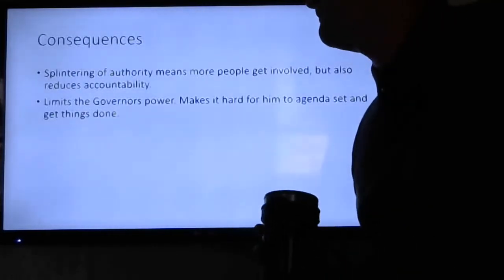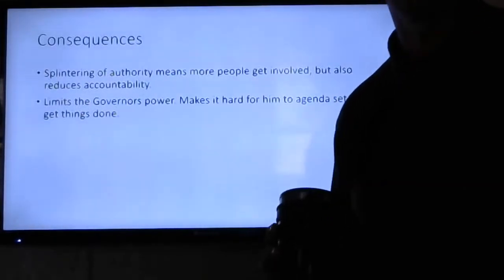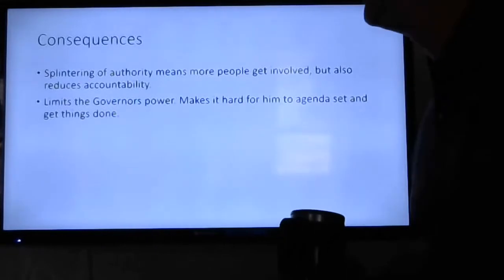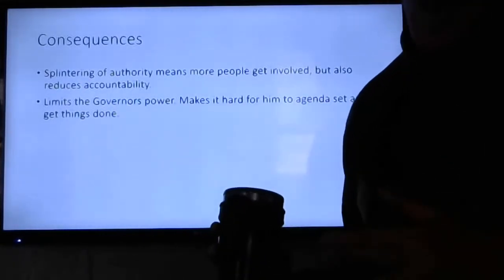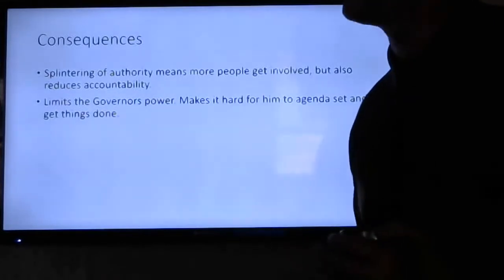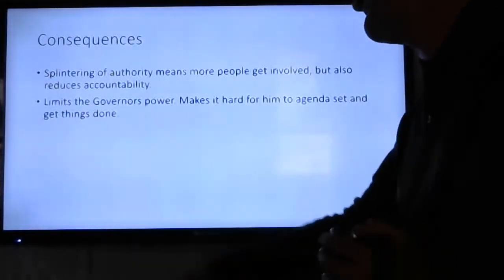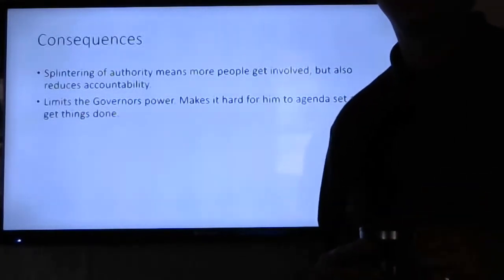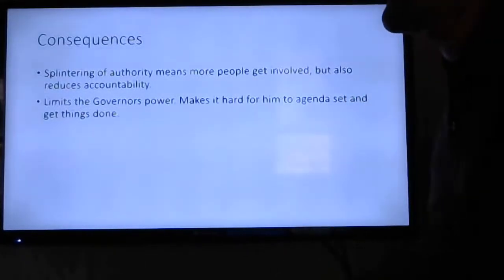Consequences. Well, there's a splintering of authority, right? More people get involved, but it also reduces accountability. Who's really in charge? Everyone's fighting over territory and stuff like that. Secondly, it limits the governor's power. It makes it hard for the main governor to agenda set and get things done.